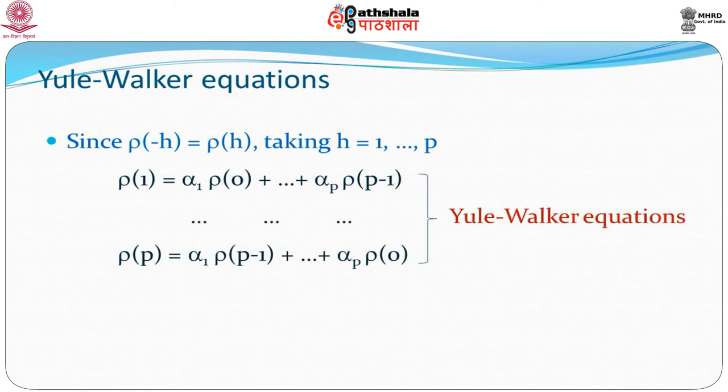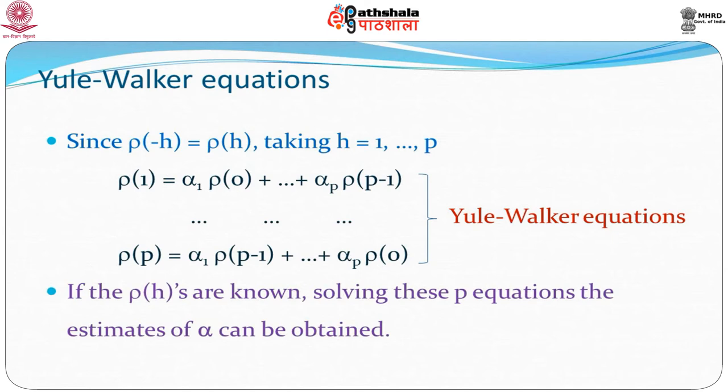So now we have p equations, and these p equations are in the p unknowns alpha 1 to alpha p. And we can solve these equations provided we know the rho h's. So if you know the autocorrelations from the samples, then we know these values, and we can substitute those rho values by rho hat, and then we can solve for alpha 1, alpha 2, alpha p from these p equations. That would primarily be the estimates through the Yule-Walker method.